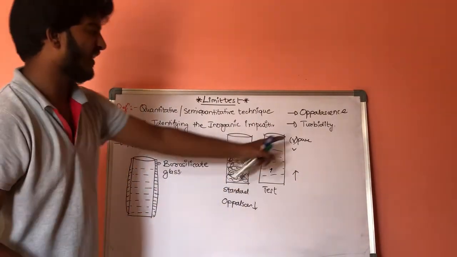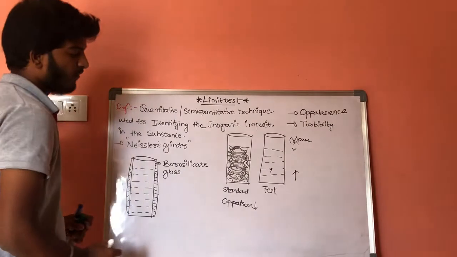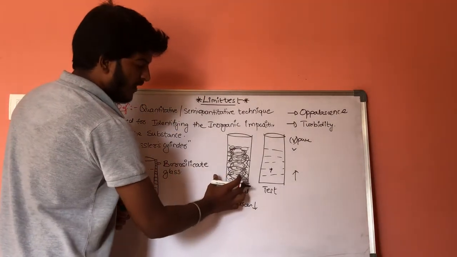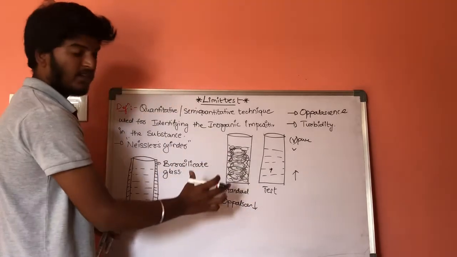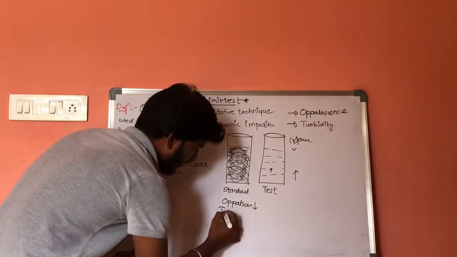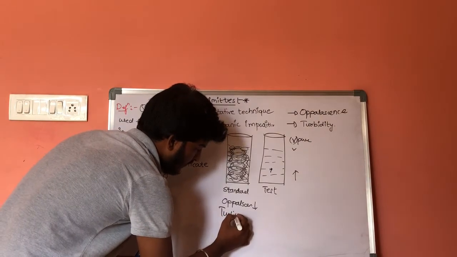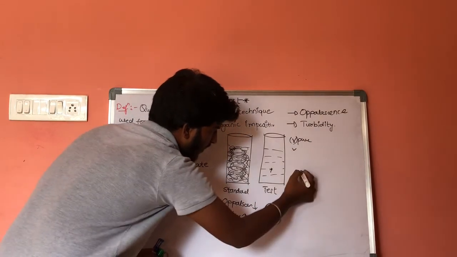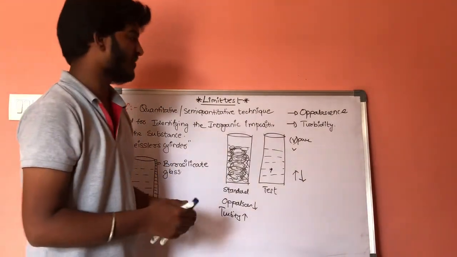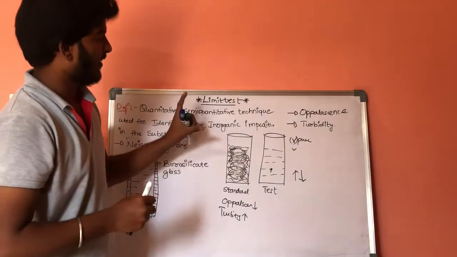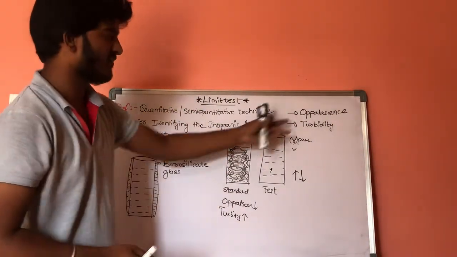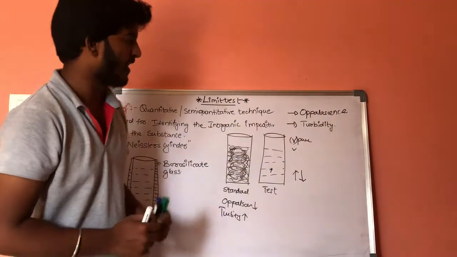Now with regard to the turbidity, here the turbidity will be more in case of standard one. Turbidity will be more here, turbidity will be less here. So there are two parameters which are responsible for the result of limit test, one is opalescence while the other one is turbidity.